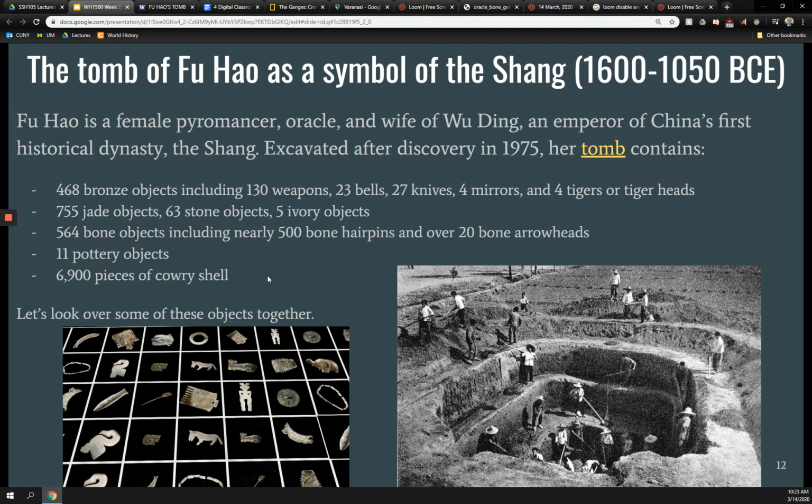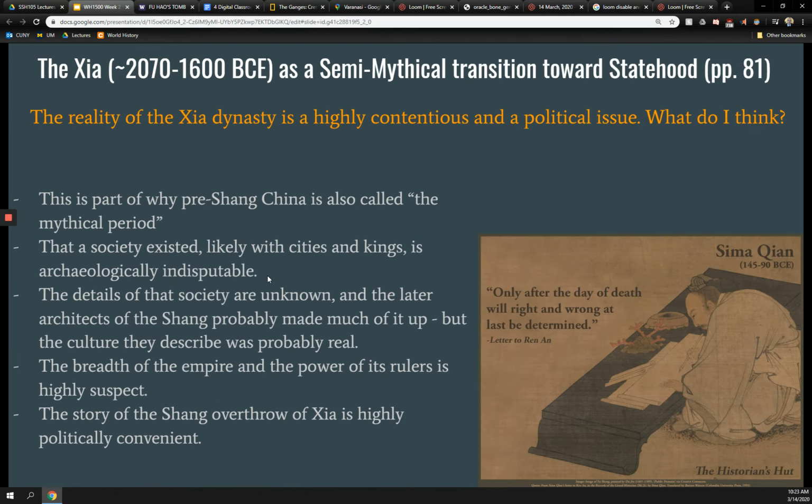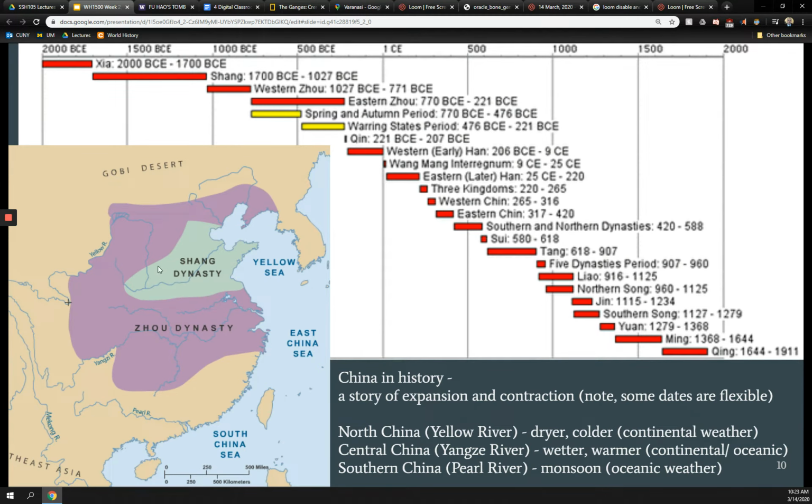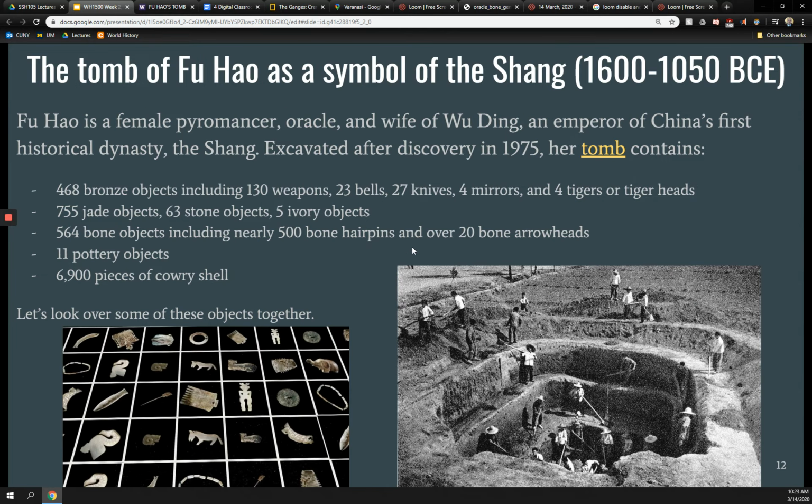I won't read it all to you, but a lot of bronze objects, weapons, knives, mirrors, bells, jade objects, bone objects, some pottery, not as much pottery, and then a bunch of shells, a bunch of pieces, mostly of ox bone, that were found in a cache. And a lot of these caches have been found throughout the area of the former Shang dynasty, which you can see here around the Yellow River. And these bones had unique kind of magical and mystical uses.